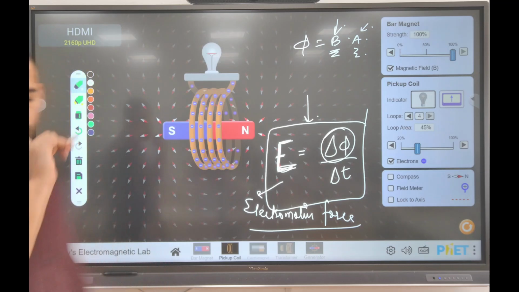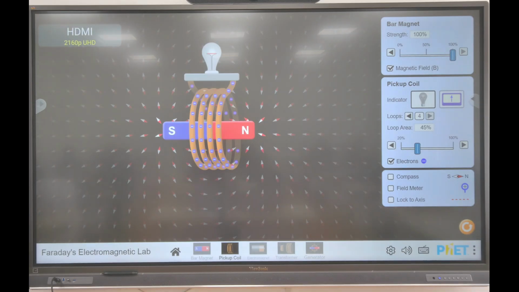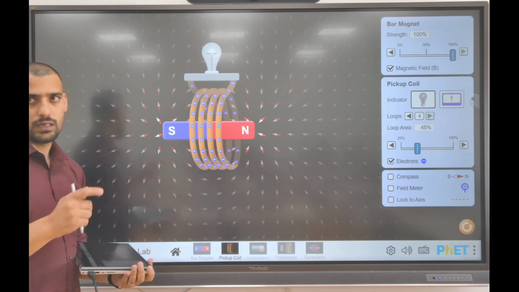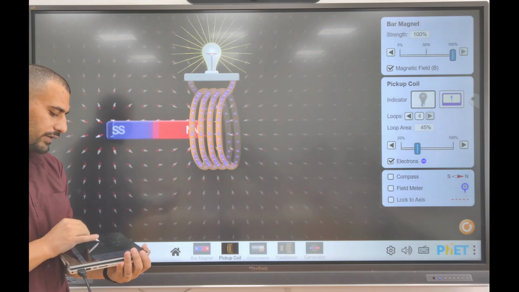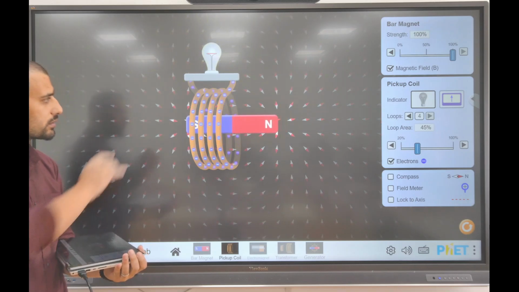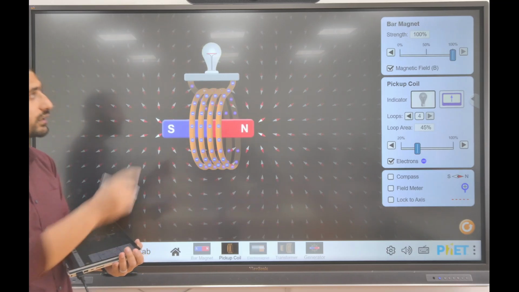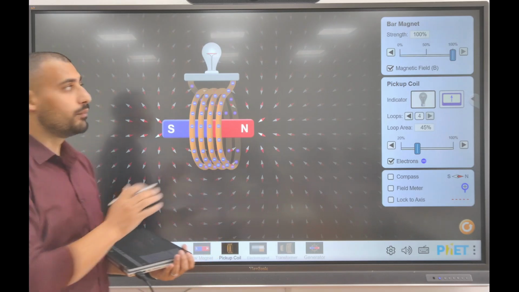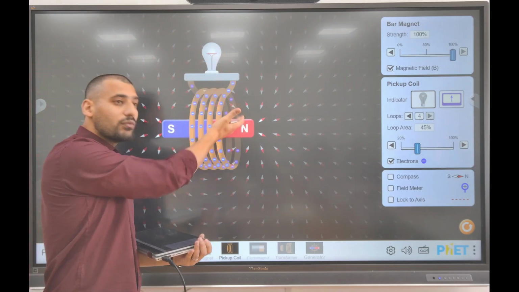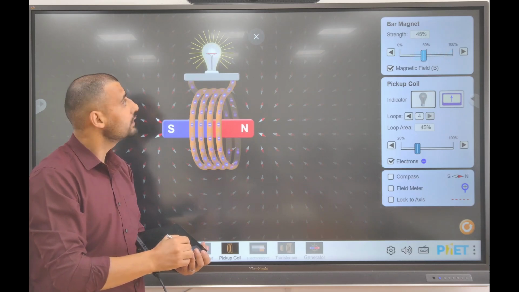Now see what is happening, very important. In order to change the flux, magnetic field or the area can be changed. If I change the magnetic field, that means I'll take it away or take it closer. So flux is changing, the bulb is glowing. Or what I can do is, I can increase or decrease the strength of the magnet. See, the strength is here constant. There is no glowing, fine? But the moment I decrease the strength, that means the number of field lines again changes. See what is happening if I change it?